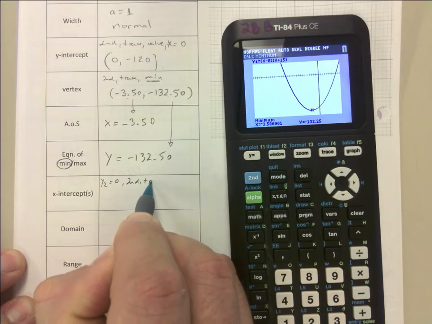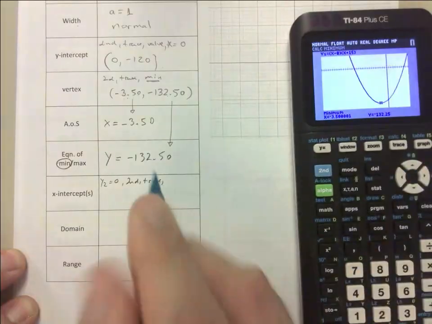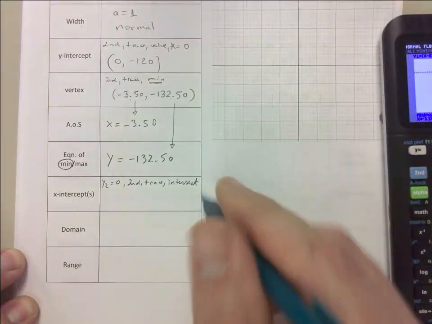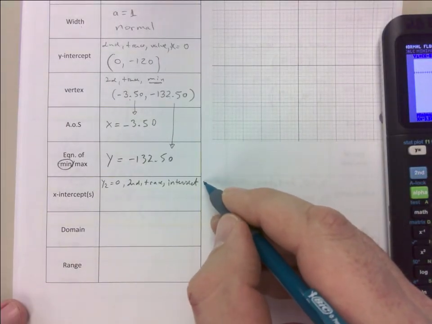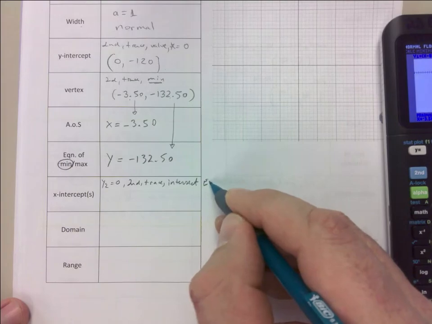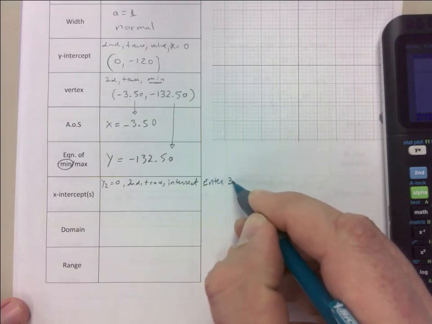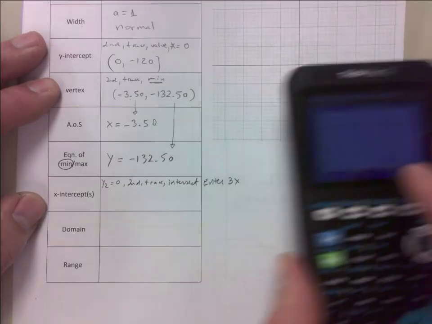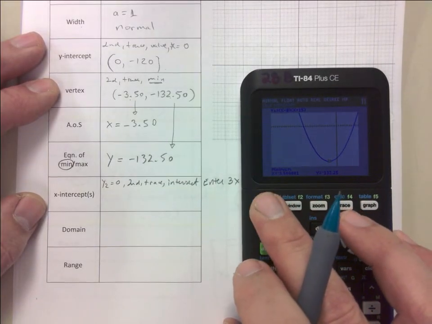Second, trace, intersect. And you don't have to write this down. Then just press enter 3 times. Okay? That's what you need to do. You need to press enter 3 times after performing those steps.